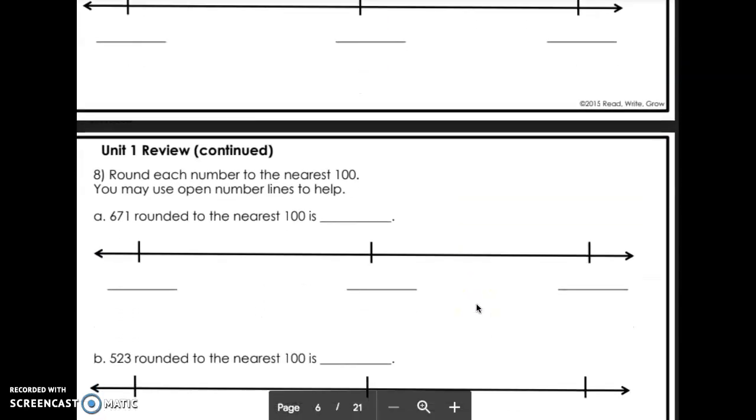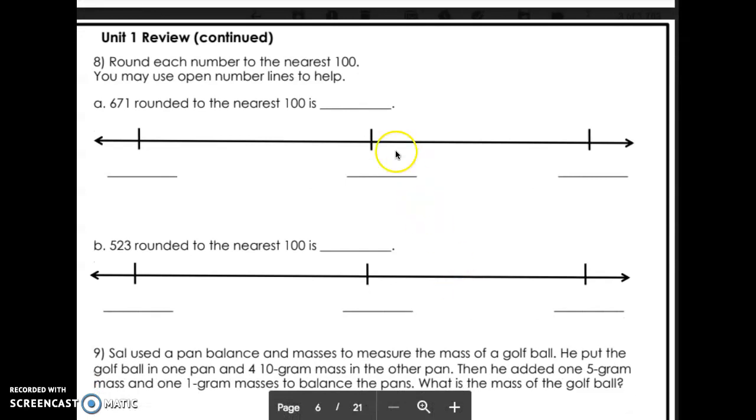Okay, then we're going to go on, do a little bit more rounding, this time to the nearest 100. So we're going to look at the hundreds, which is 6 in the hundreds digit. So we want to know if 671 is closer to 600 or 700. So you're going to write 600 down here, and then you're going to write 700 over here. And what's between 600 and 700? 650. 50 is between 0 and 100. 50 is in the middle. So this is 600, 650, 700.